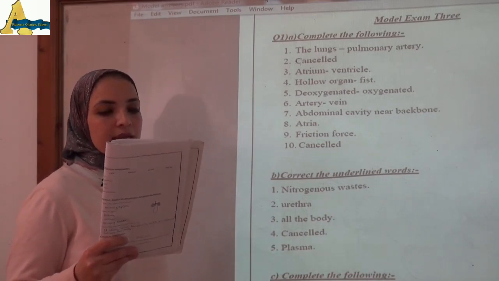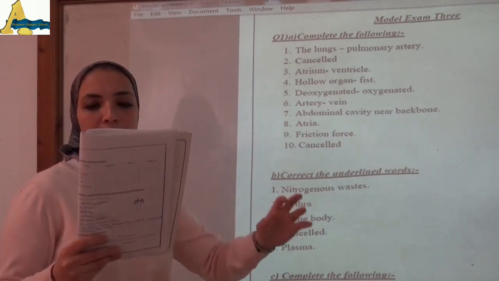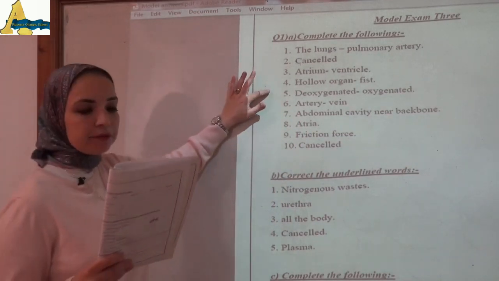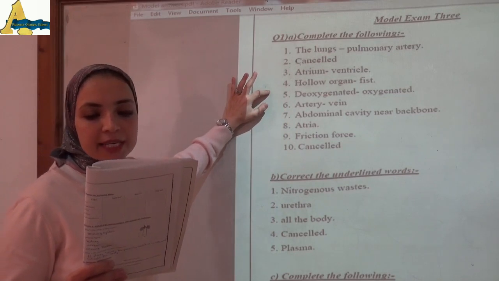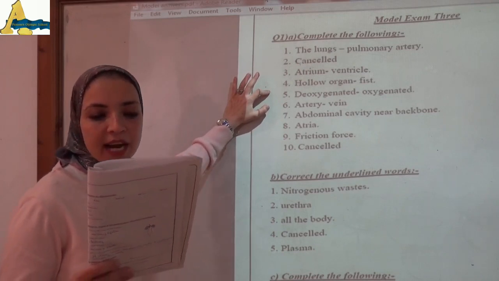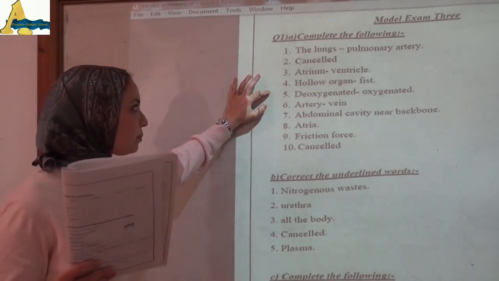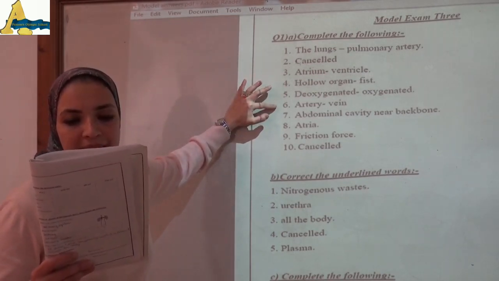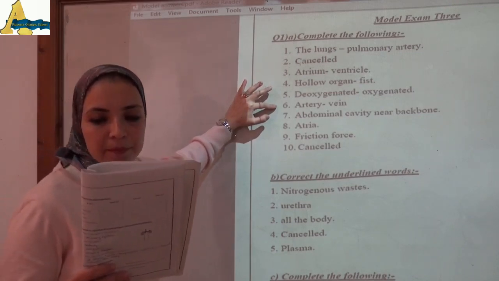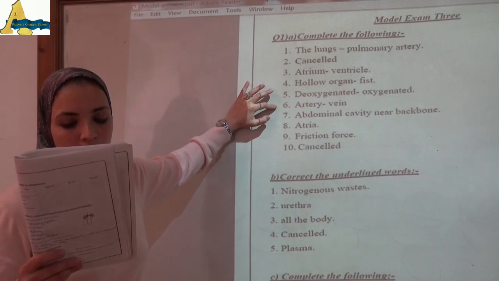The heart is a muscular, hollow organ about your fist in size. Number 5, pulmonary artery carries deoxygenated blood, while pulmonary veins carry oxygenated blood, or the blood which is carrying oxygen. Number 6, blood enters the kidneys through artery and leaves them through vein that carry blood to the heart.